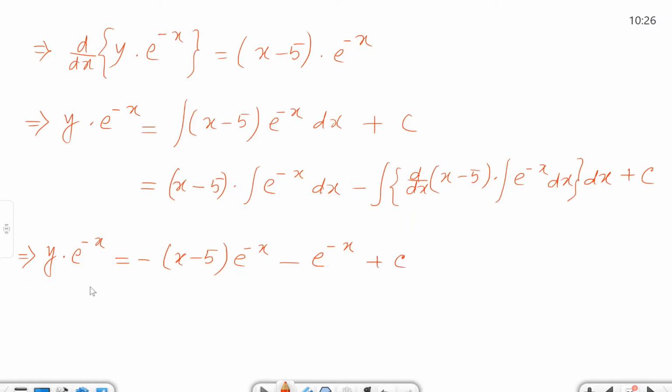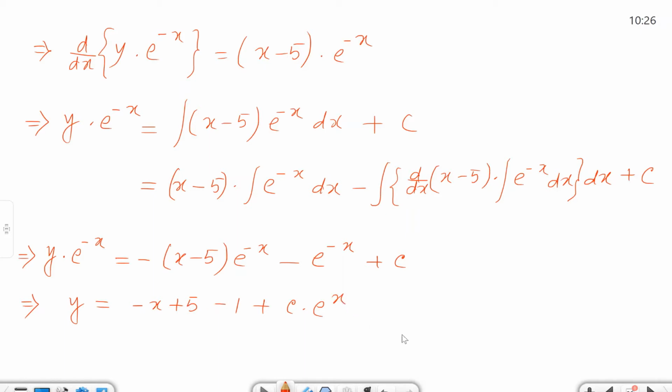So dividing by e to the power minus x will be better. This implies y is equal to x minus 5, that means minus x plus 5, then minus this 1, and plus c into e to the power x, because dividing c by e to the power minus x is equal to c into e to the power x.